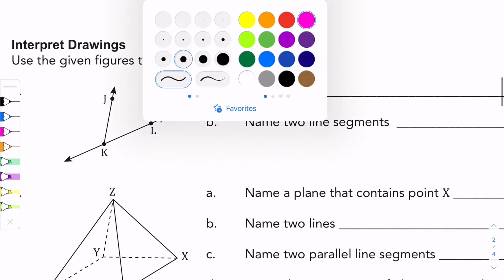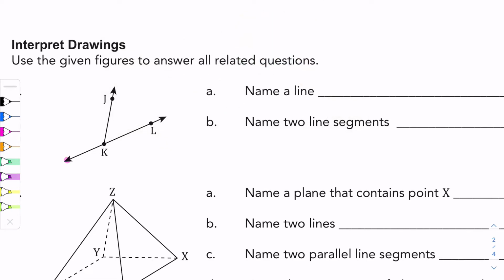If I'm looking at this model, the only way I know that's a line is because I see that both ends extend forever. If those ends do not extend forever, then it is not considered a line. For example, right here, this is not a line because only one end extends. So our only answer for part A would be line KL or LK.